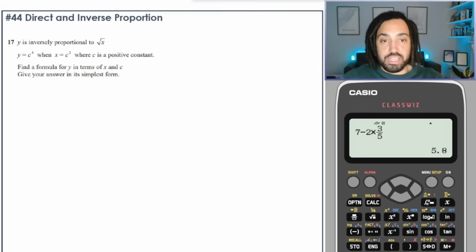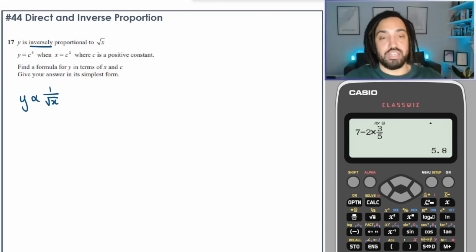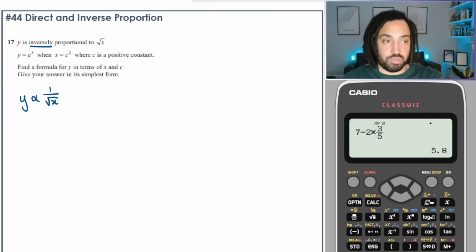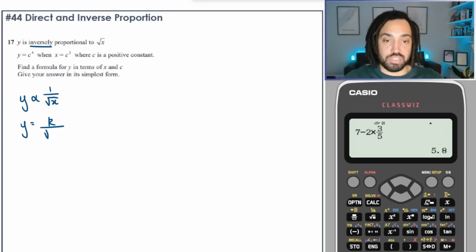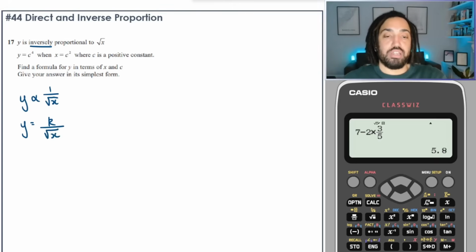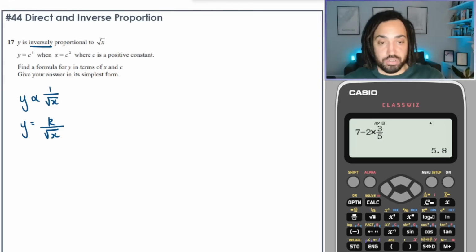Okay, y is inversely proportional to root x. So we write y is proportional to 1 over root x, the reciprocal, because it's inversely. If it wasn't, it would just be y is proportional to root x. This means that we can write y is equal to k times by 1 over root x, which we can write like this. And now we have an equation. So this is standard. Whenever you get an inverse proportional question, this is the first thing you do. And if it was a direct proportion, it would just be y is equal to k root x.